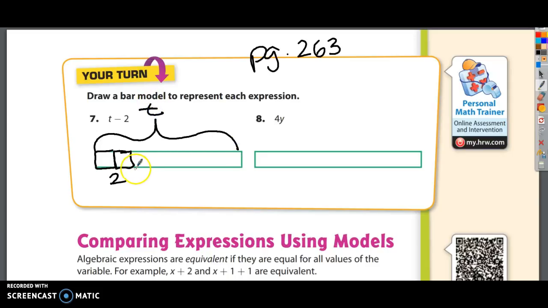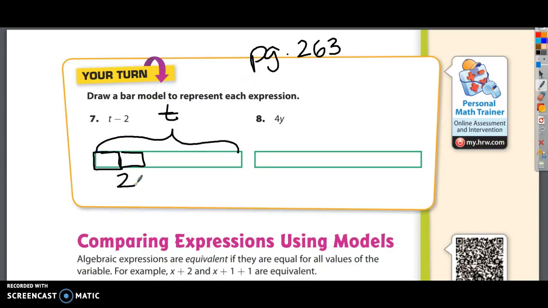And so what's left? I think I'm going to re-explain this. I think I'm going to draw t first. I'm going to explain it this way. The whole thing here would be t, and then we're going to take away 2. So I'm going to chunk out 2. And so what's left, this section right here, what's this section called? Well, this is when we had t but then took 2 away. So that's the way that model should look.